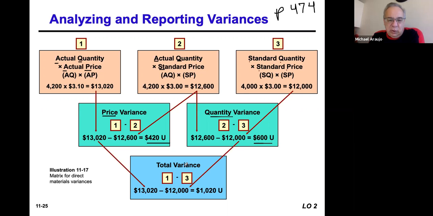And in terms of the total, well, you saw this early on. The total was $1,020 unfavorable. But to break that down, that 1,020 is broken into the quantity variance and the price variance.